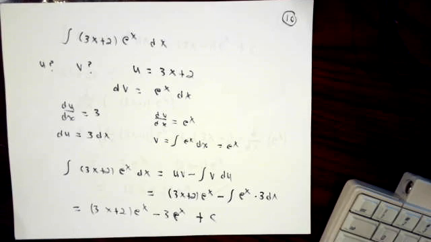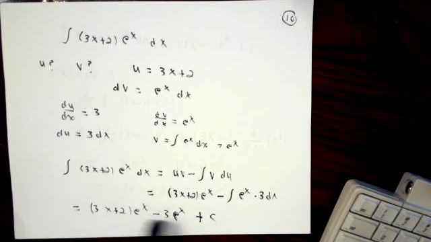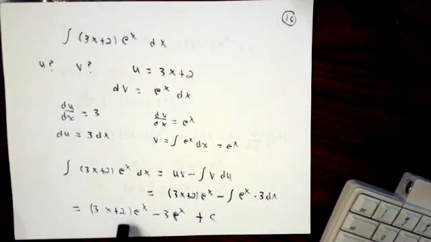If you integrate that, which is easy because the 3 is a constant factor, you find out that the answer to your original problem is 3x plus 2 multiplied by e to the x minus 3e to the x plus a constant. If you want, you can group these terms together and factor an e to the x out, and you'll be left with 3x plus 2 minus 3. You'll be left with 3x minus 1 times e to the x.